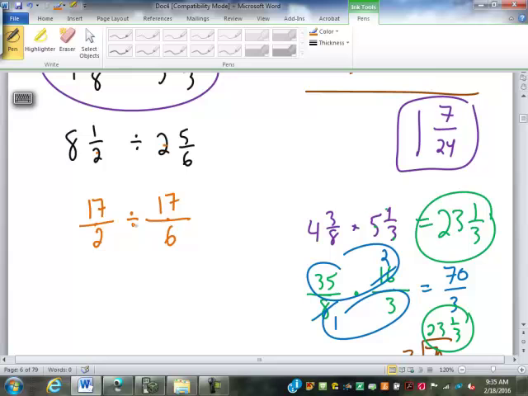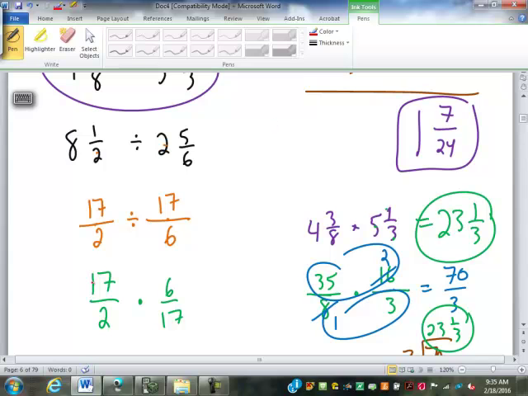But right now this is still division. Now the 17 over 2 doesn't change because it's not doing anything. It's the one that things are going to be done to. It comes first. It's the 17 over 6 that is doing the dividing. So we multiply by its reciprocal, which is 6 over 17.